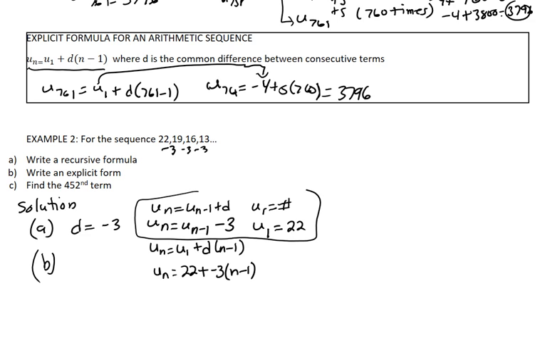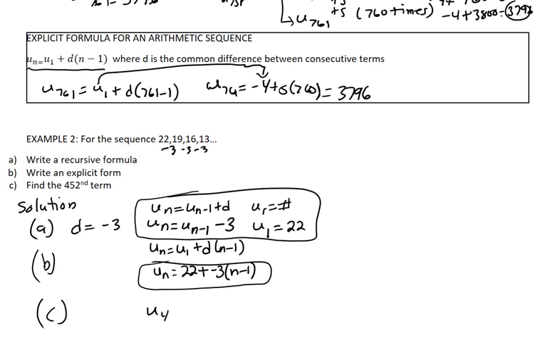And then for C, find the 452nd term. Well, we just plug it in to B then. It would be 22 plus negative 3 times 452 minus 1. And you can do the math for that on your own. Figure out what that would be.